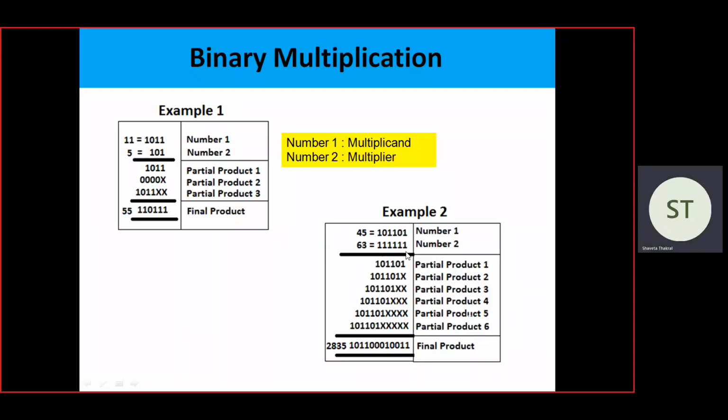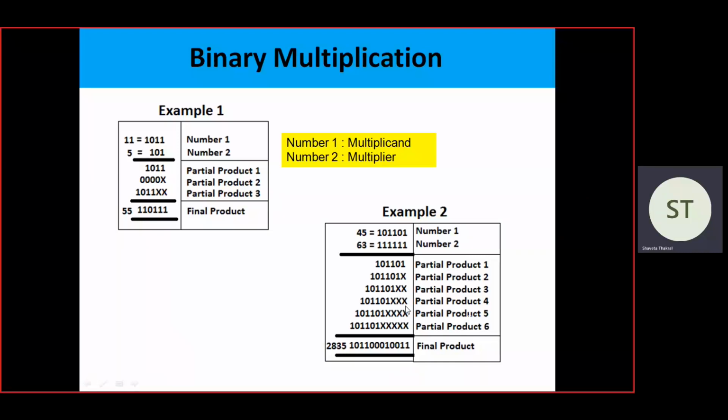So in the multiplier we have 6 bits in total. We multiply each bit of the multiplier with the multiplicand and write the partial product here. In total we get 6 partial products, and each partial product is shifted left by 1 bit. Like here, the partial product is shifted left by 1 bit by putting 1 cross mark, and partial product 3 is shifted by 2-bit positions by putting 2 cross marks.